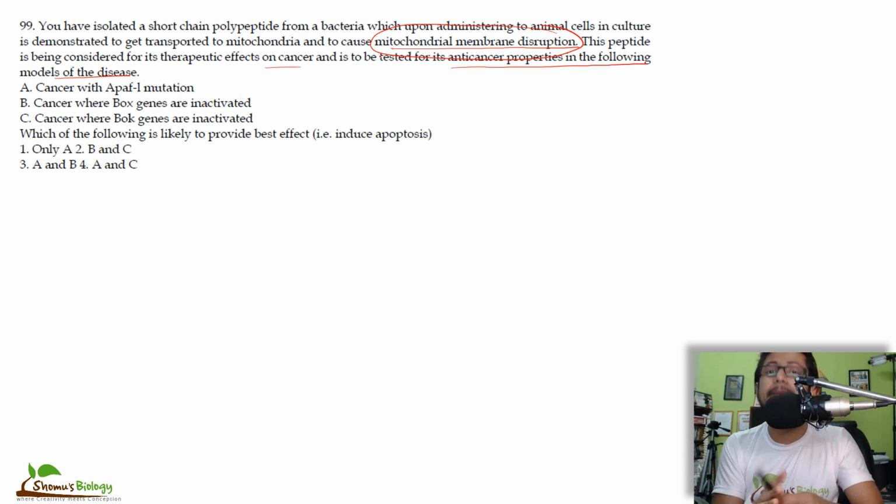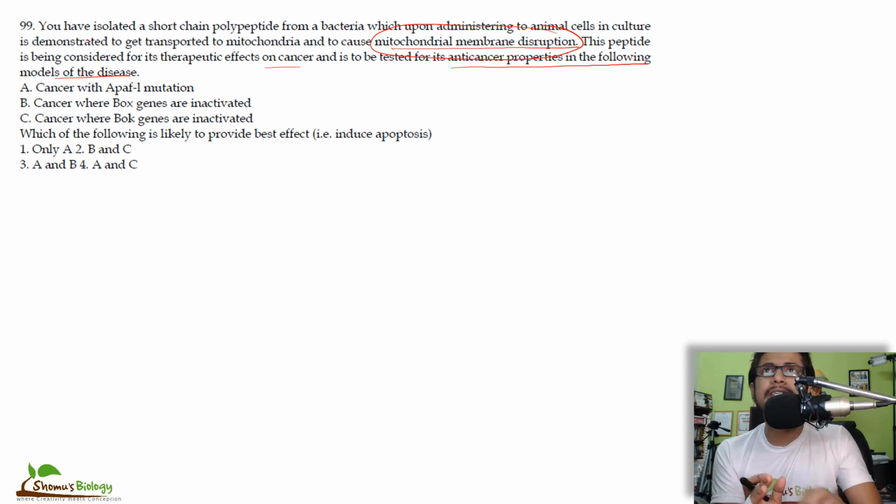So if a polypeptide, meaning a protein, can disrupt the membrane of mitochondria, that means it's going to kill the cell, because if the mitochondrial membrane is disrupted, it will release cytochrome C from mitochondria into the cytosol. Now that cytochrome C, along with APAF1 and procaspase 9, forms the apoptosome complex that ultimately destroys the cell. Caspase 8 is activated in the case of extrinsic, but in this case caspase 9, and they finally can kill the cell at the end.